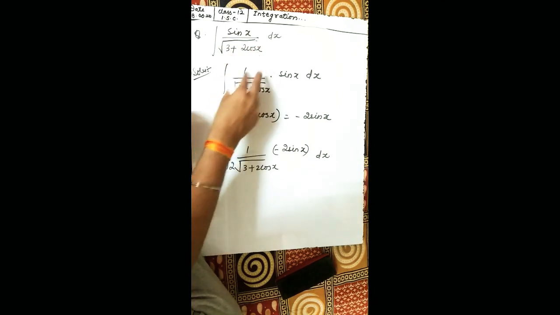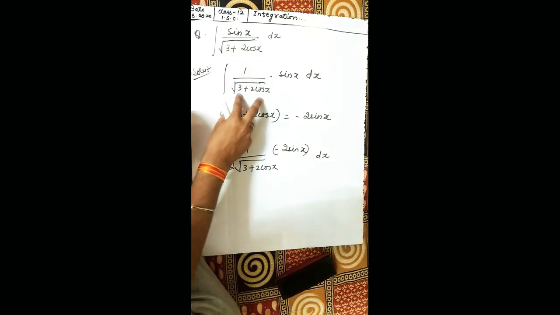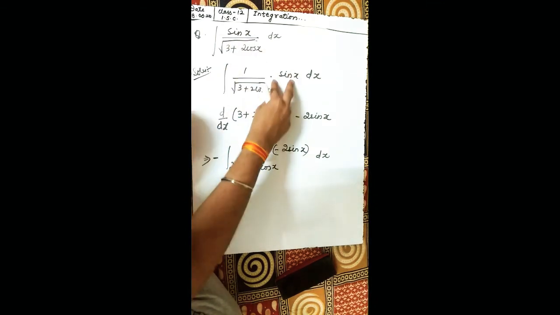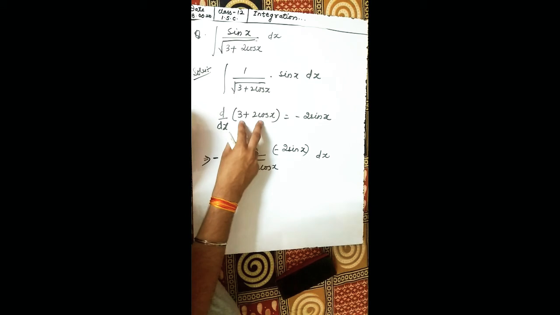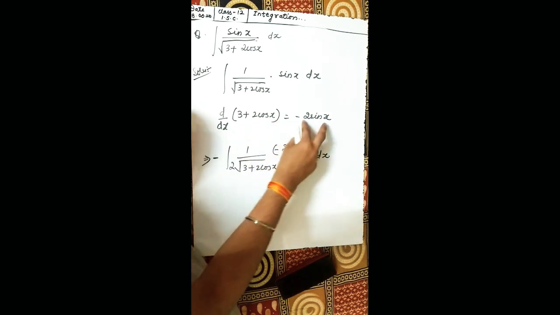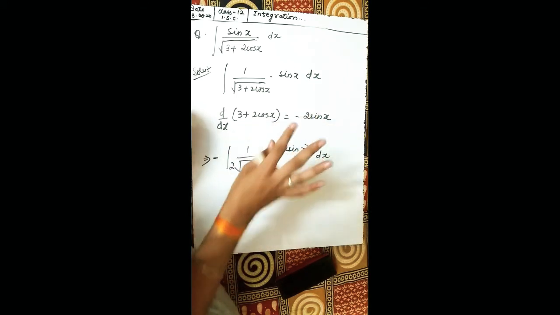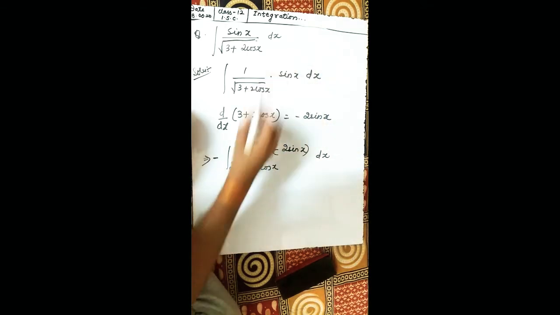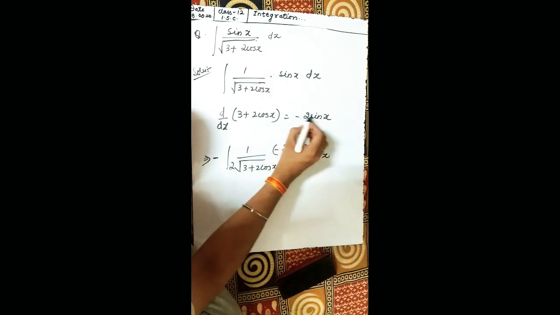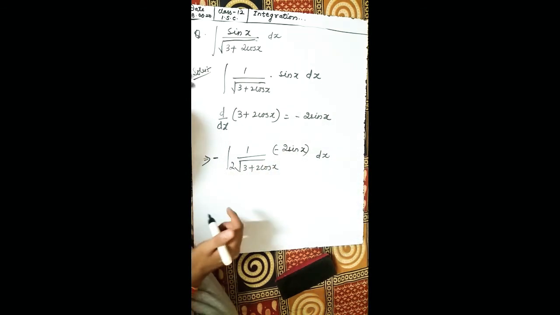See, I have written 1 upon under root 3 plus 2 cos x into sin x dx. Now just differentiate the denominator. That means 3 plus 2 cos x, you are getting minus of 2 sin x. So we at least need minus of 2 sin x in the numerator, but we only have sin x. So what we are doing, we are multiplying with minus of 2 in the numerator and minus of 2 in the denominator.